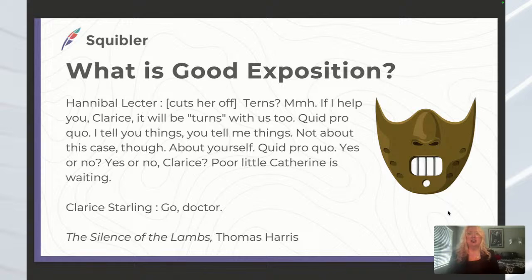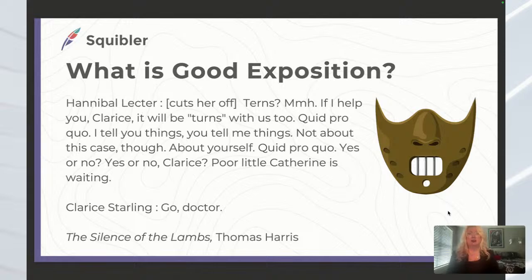And he cuts her off and he says, "Turns. If I help you, Clarice, it will be turns with us too. Quid pro quo. I tell you things, you tell me things. Not about this case, though, about yourself. Quid pro quo. Yes or no? Yes or no, Clarice? Poor little Catherine is waiting."